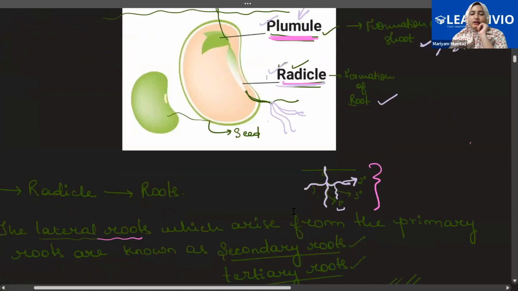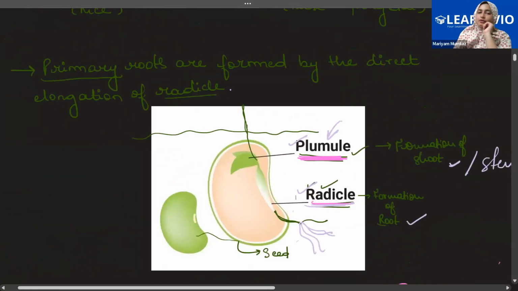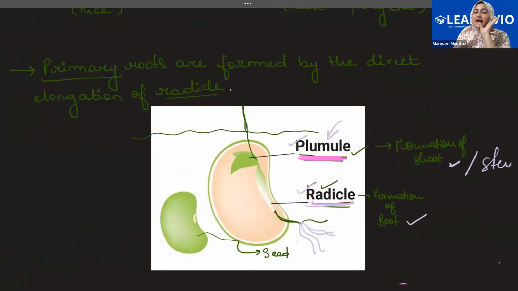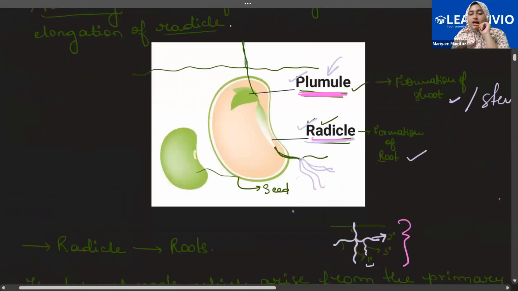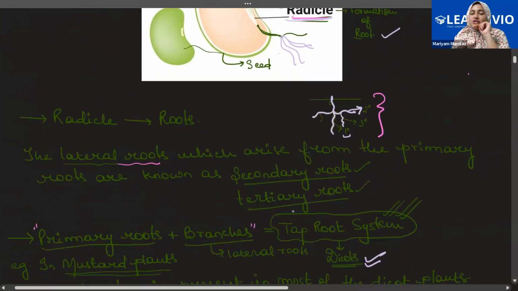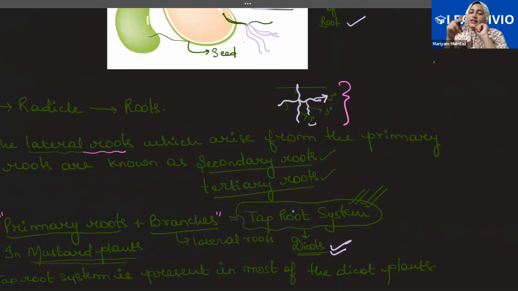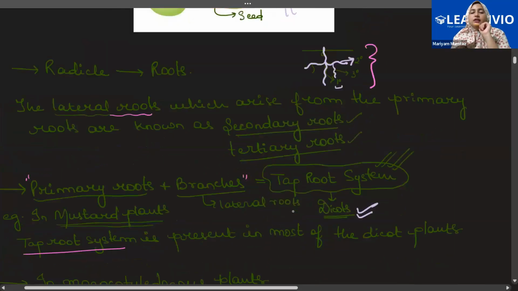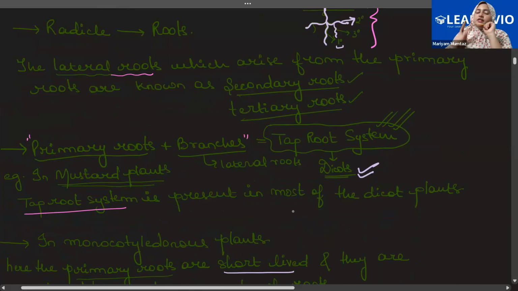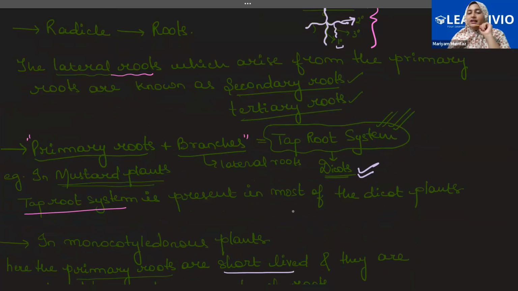Okay. Now, the primary roots which are formed are formed by the direct elongation of radicle. Whenever the radicle elongates directly, the root that is formed is the primary root. After that, the lateral roots which arise from the primary roots can be termed secondary or tertiary, depending upon whether they are the first or the second one to be formed. Now, the primary root along with all of its branches, meaning the primary root along with the lateral roots, which consist of secondary and tertiary, becomes the tap root system.